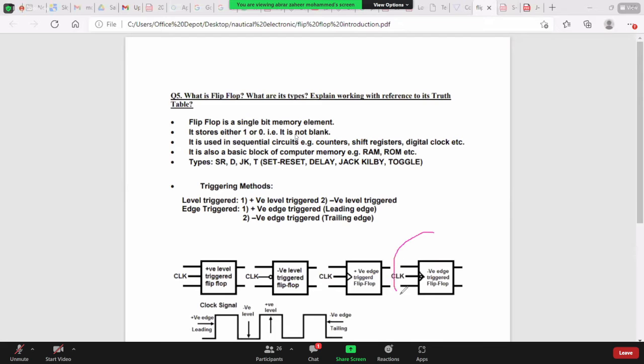And negative edge triggered is the symbol is here, one arrow and the bubble that indicates that is negative edge triggered. Negative edge triggered, or it is known as the trailing edge. Okay. When the clock goes from 1 to 0, that time we get change in the output. It is known as negative edge or the trailing edge. Okay.